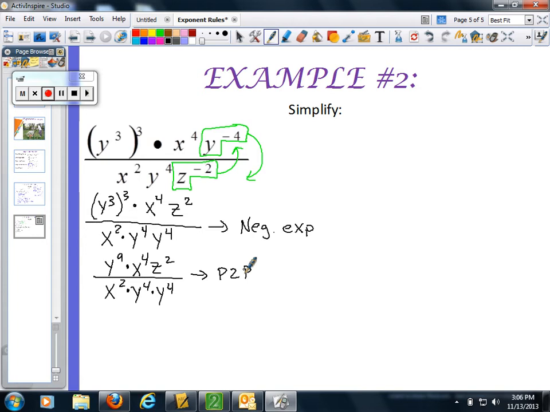Okay, power to power. Now I'm going to go ahead and use the multiplying bases rule. So this is y to the 4th and y to the 4th. So we got y to the 9th, x to the 4th, z squared over x squared, and for the y's we're adding them, so that's going to be y to the 8th. And this was the multiplying bases.